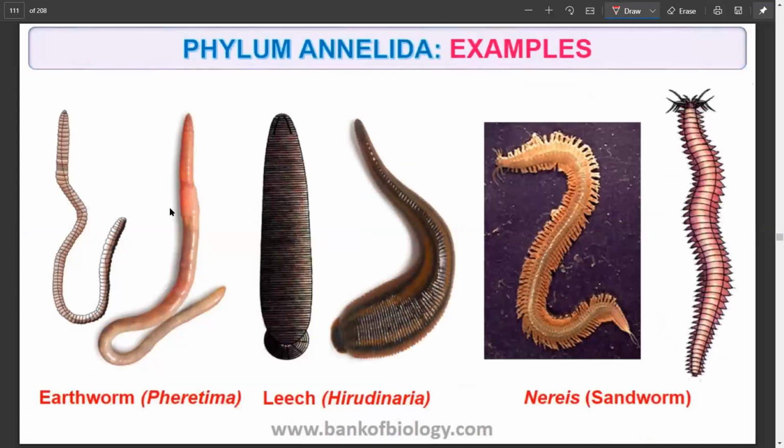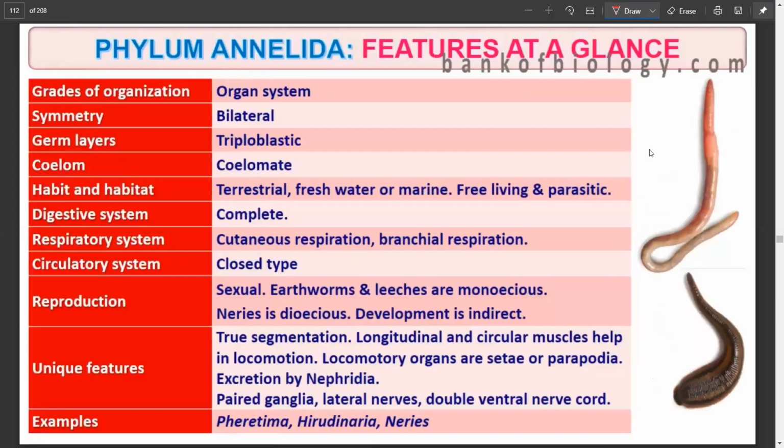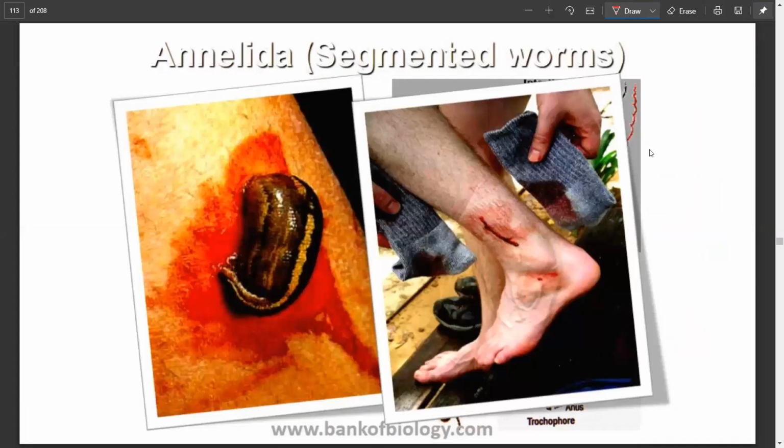Now examples we talk about: you're going to have the Pheretima or the earthworm, Hirudinaria or the leech. Then you have the sandworm, that is Nereis. Sandworm is the common name, Nereis is the scientific name here. So these are the examples of the annelids that you have to remember. But again, remember, a common question is the aquatic form, Nereis, with the structure that is the parapodia. So again, I'm going to skip this part and let's move to the next one.